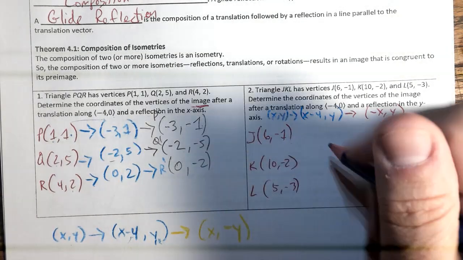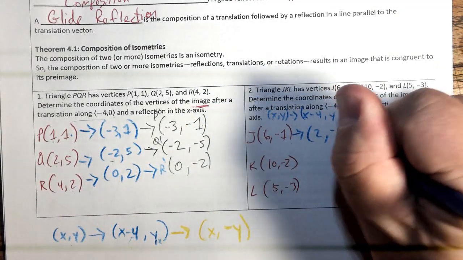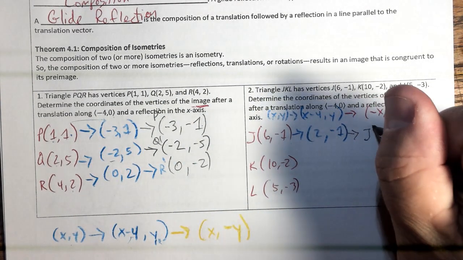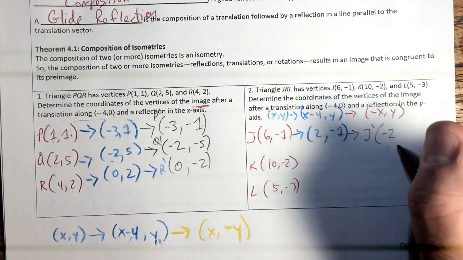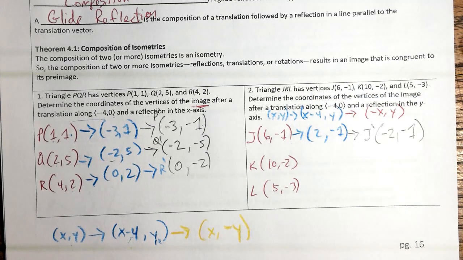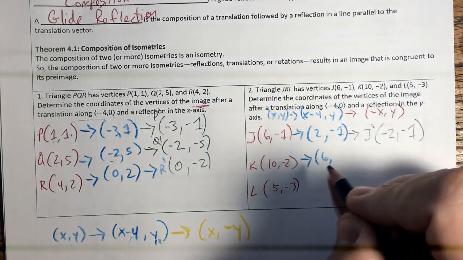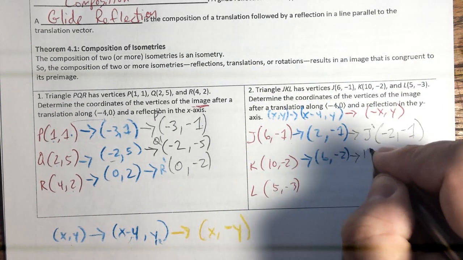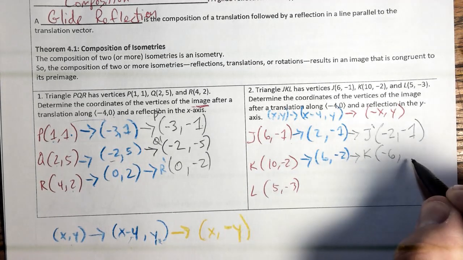All right, so J. 6 minus 4 is 2. Negative 1 stays the same because it's just y. J prime. So negative x, so 2 was positive, now negative x would make it negative 2. Y stays the same, so it's still negative 1. That's that one. 10 minus 4 is 6. Negative 2 is negative 2. This is K prime. Negative x, so 6 becomes negative 6, and then y is just y, so it's negative 2.